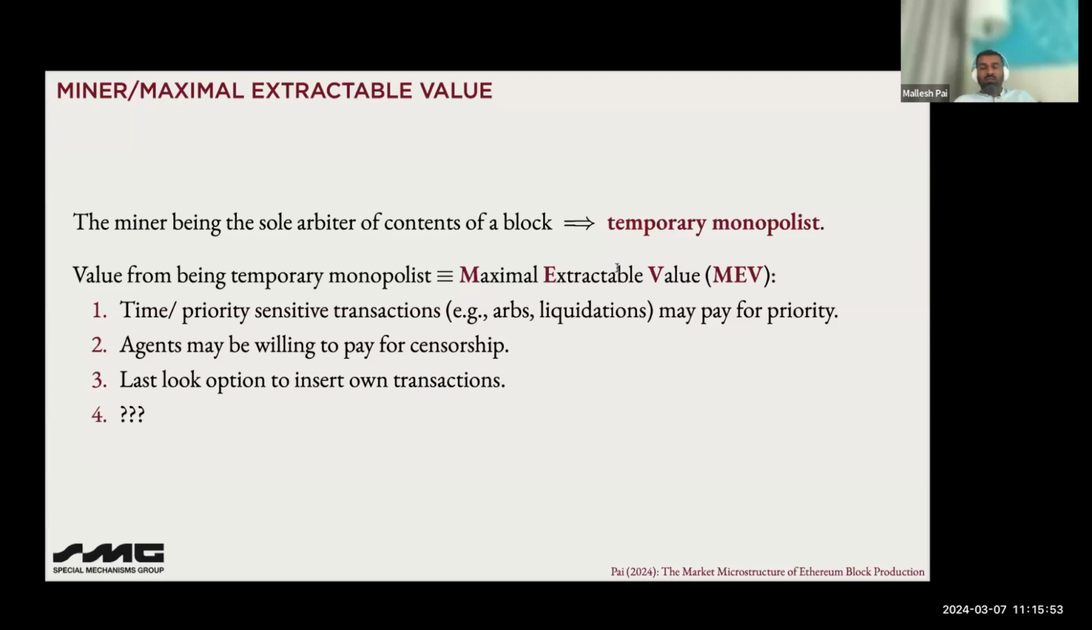There might be, for example, a last look option. So I, as a block producer, there's nothing constraining me to just using transactions in the mempool. I can look at the transactions in the mempool, look at the state of the chain, and decide to insert some of my own transactions that I see as profitable. And there's a whole bunch of possibly other stuff. All of this combined gives additional value to being that monopolist for that one block.